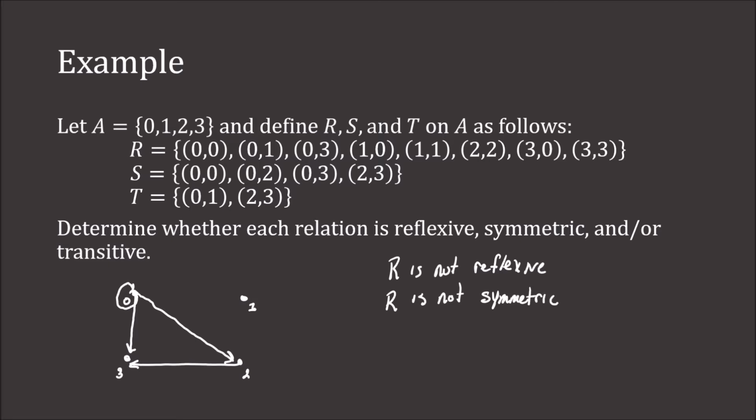Is it transitive? Well, let's see. 0 goes to 2, 2 goes to 3, so 0 goes to 3. 0 goes to 3, but 3 doesn't go to anything. 2 goes to 3 again, 3 doesn't go to anything, so yes, S is transitive.